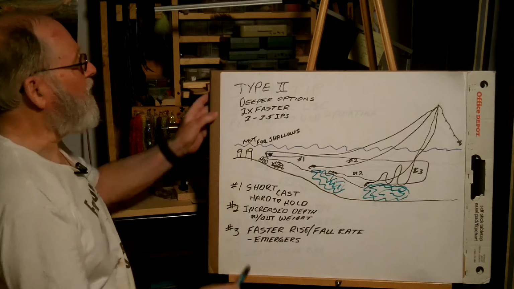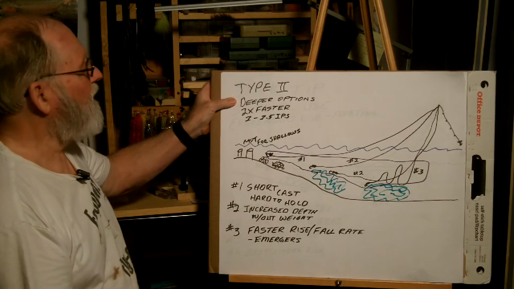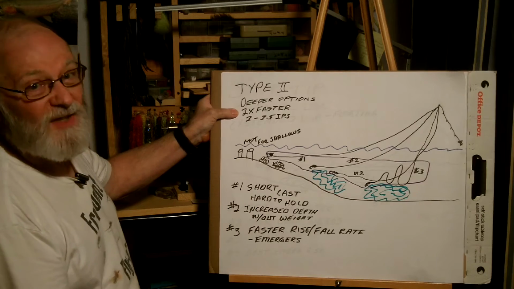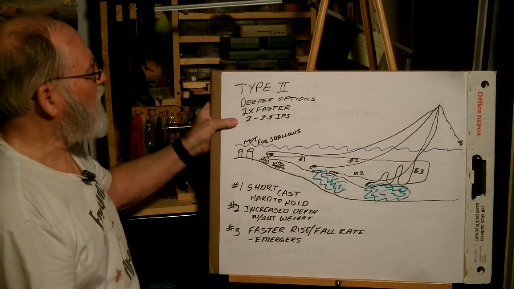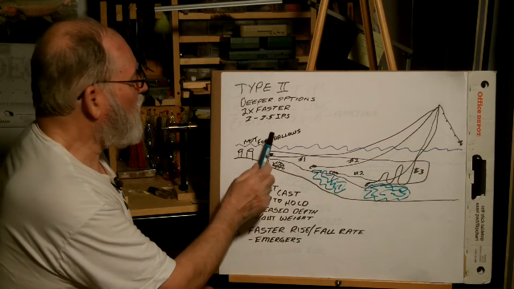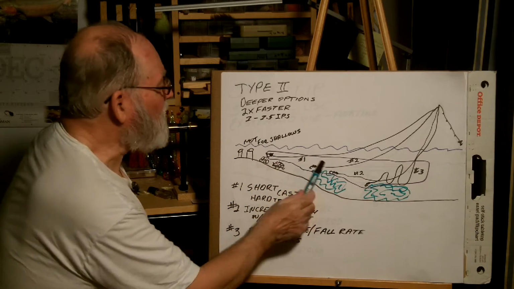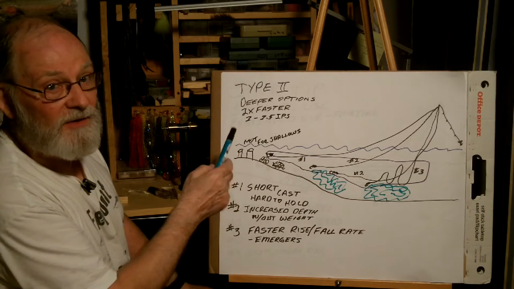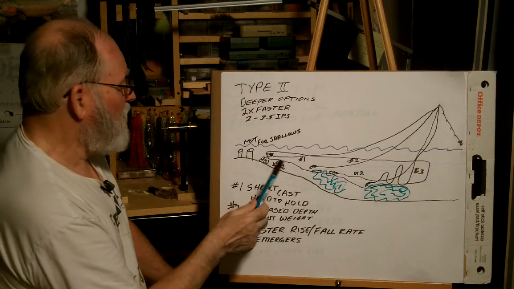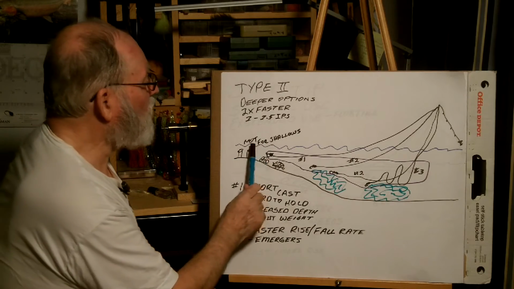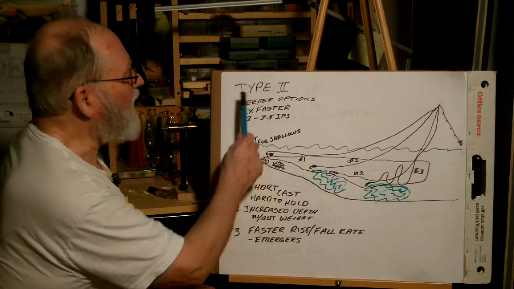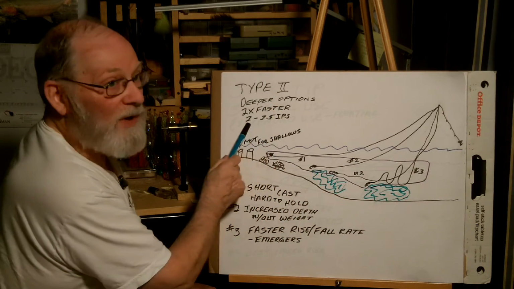Type 2 line gives you a deeper option than the intermediate line. It falls twice as fast, between 2 and 2.5 inches per second. Now it works real good in water that's deeper, but not very good in the shallows. Now intermediate line does work pretty good in the shallows. So it's hard to hold the fly in this upper zone with type 2 line because of its sink rate.